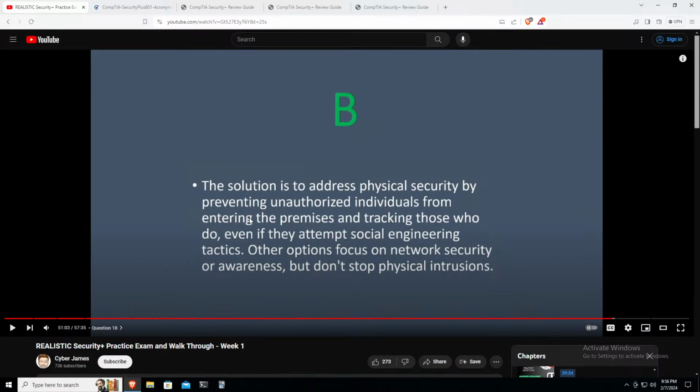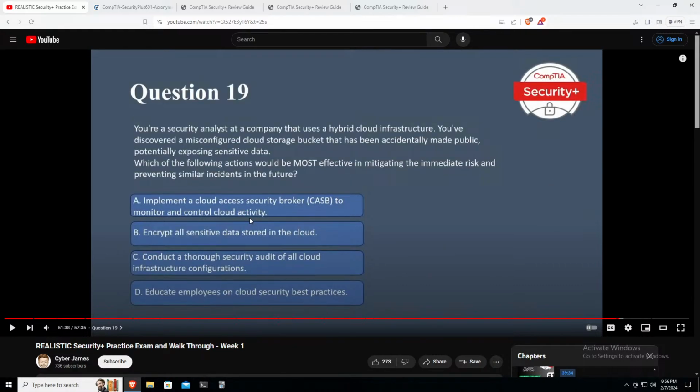Other options focus on network security or awareness, but don't stop physical intrusion. Question 19: you're a security analyst at a company that uses hybrid cloud infrastructure. You've discovered a misconfigured cloud storage bucket that has been accidentally made public, potentially exposing sensitive data.